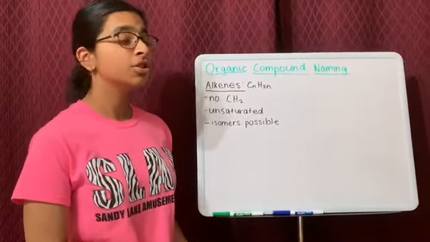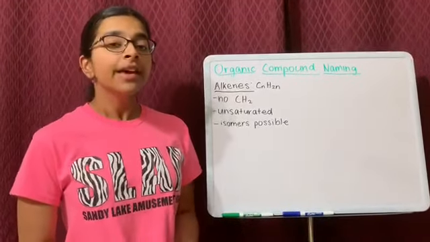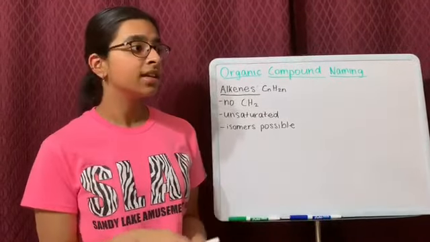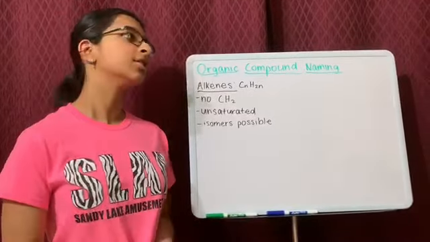So from n equals 2 onward, we have our alkenes. And the reason they're called alkenes is because we named them just like the alkanes, except we replace ane with ene. So we have ethene, pentene, butene, and so on and so forth.